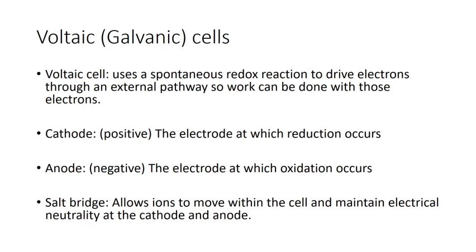And then you've got something called a salt bridge, and basically what this does is it allows ions to move within the cell so that you can maintain electrical neutrality at the cathode and anode. Because if you have a buildup of ions in one of your cells, it's going to quench your battery. The electrons are not going to want to move, and your flow of electrons is going to stop, and so you'll not get any more work out of it.